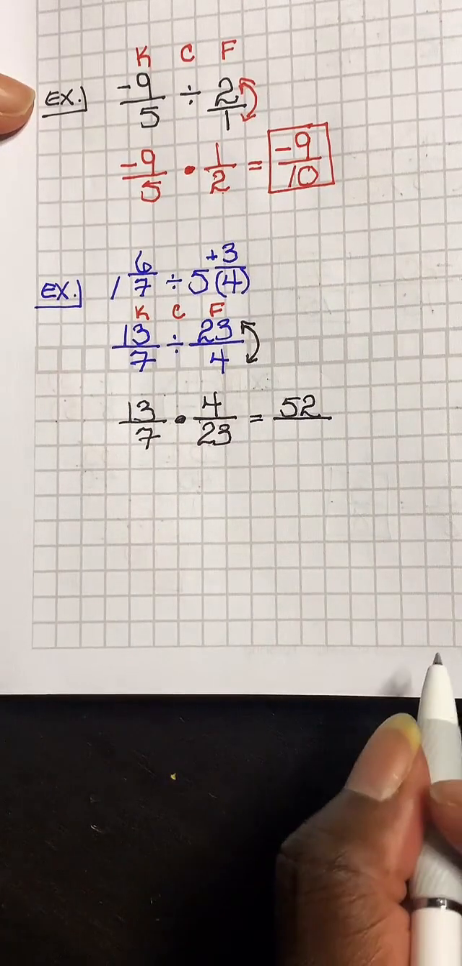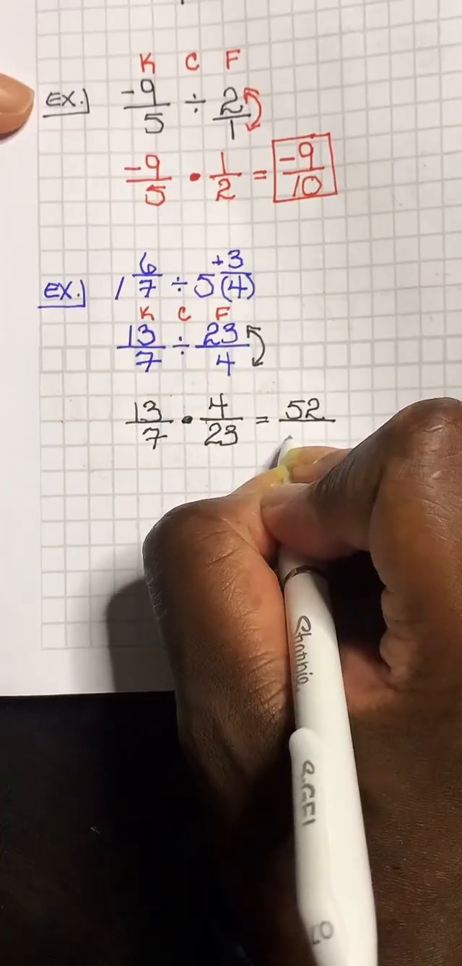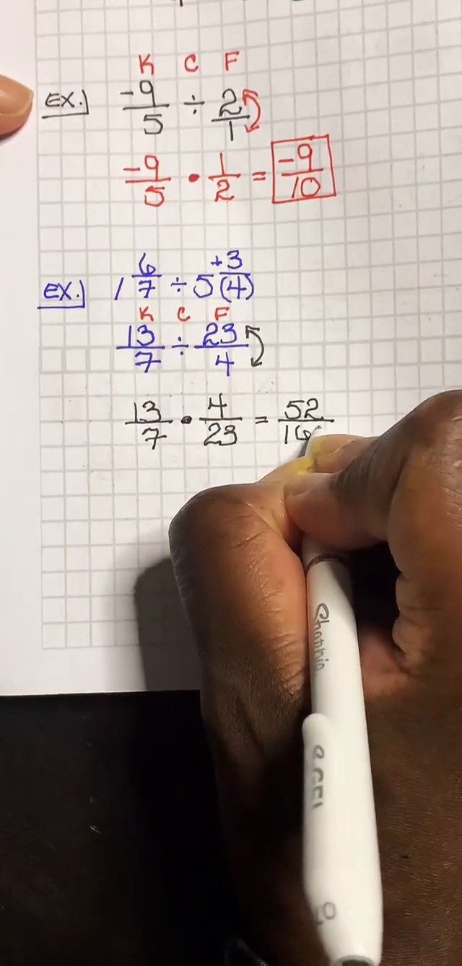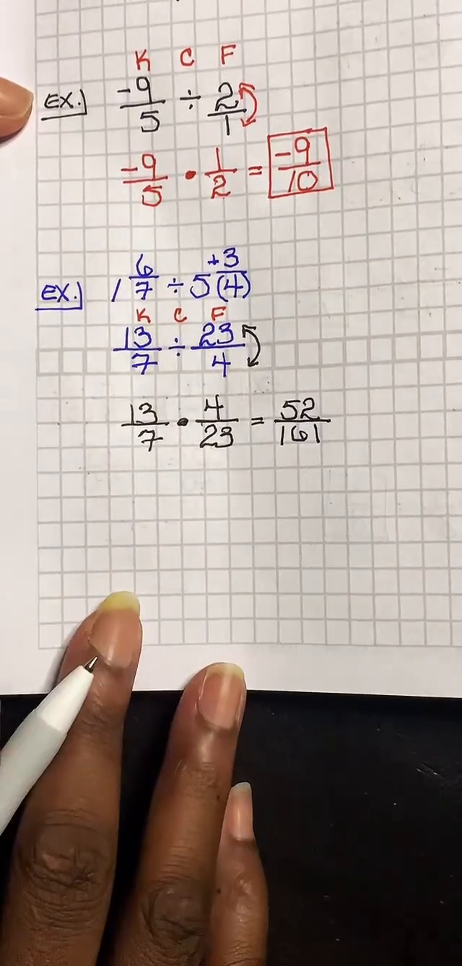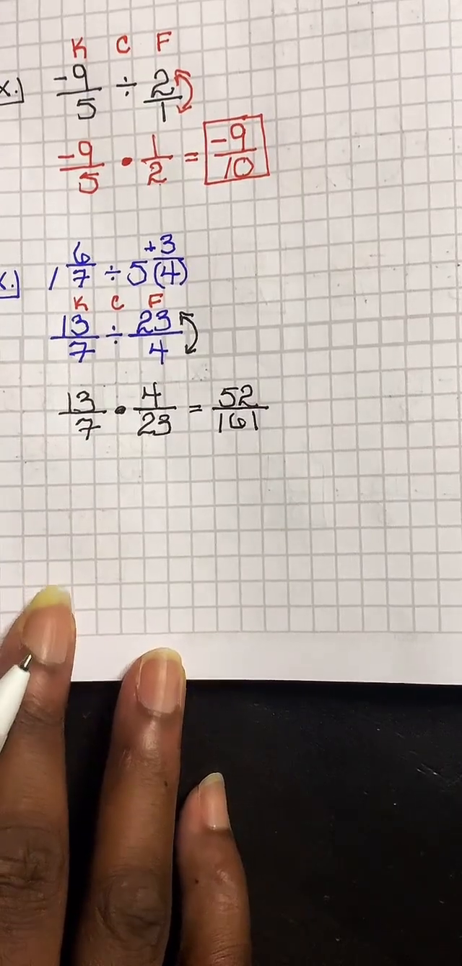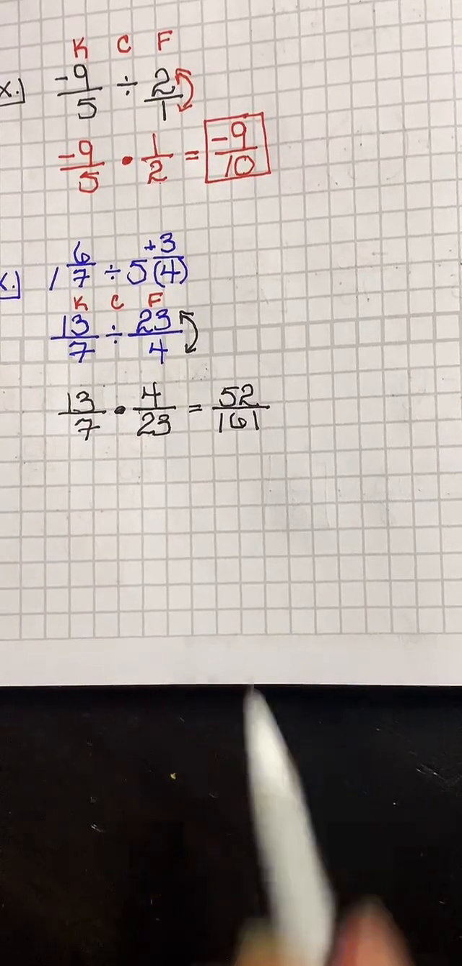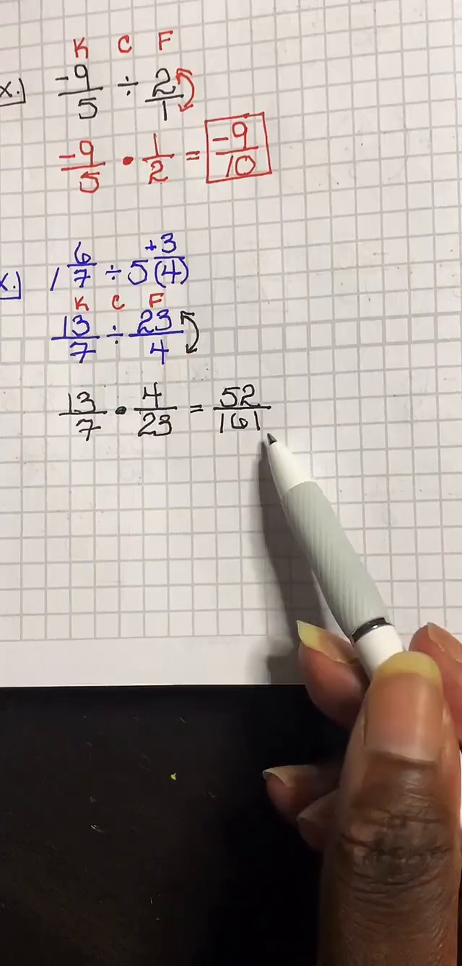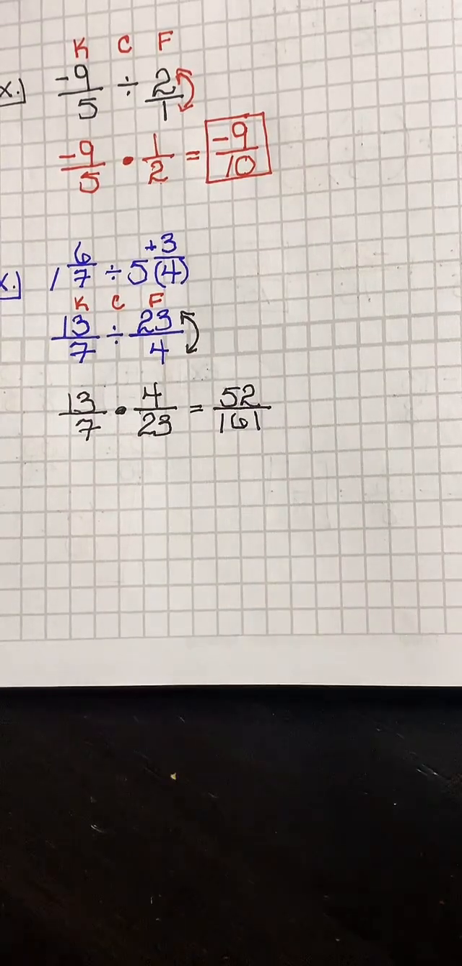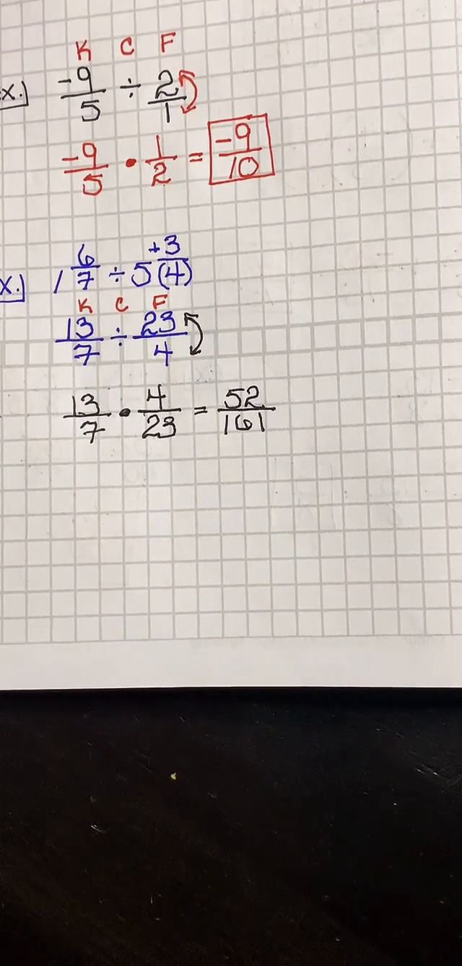And then we got 14, 15, 16. So we got 161. Okay. So 52 is an even number. 161 is an odd number.